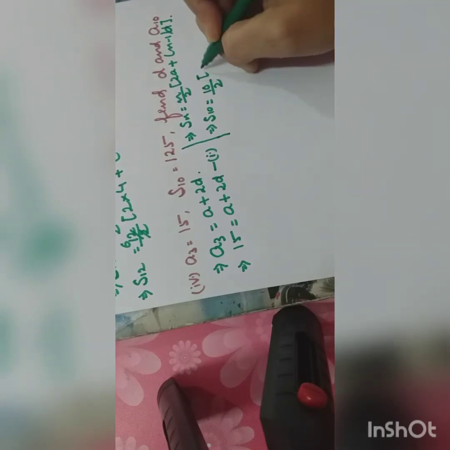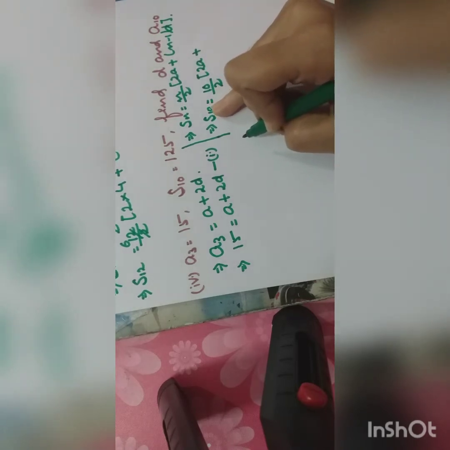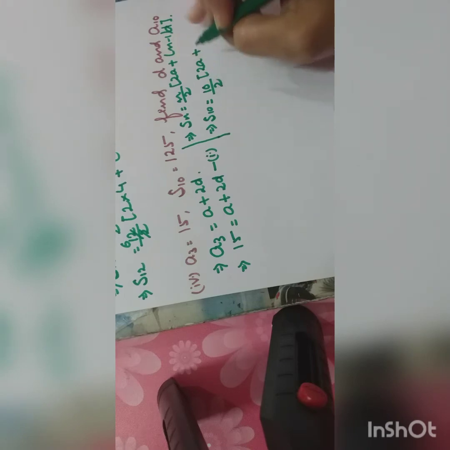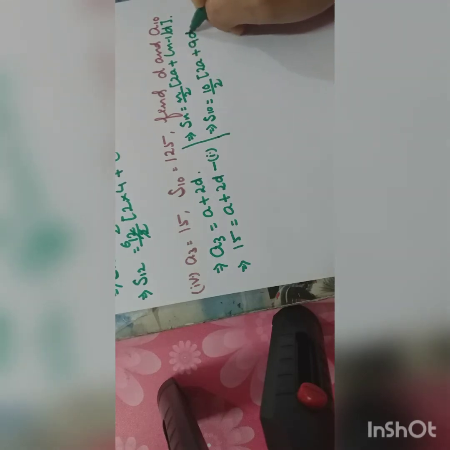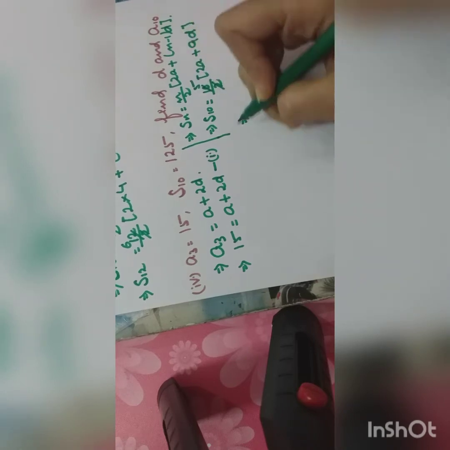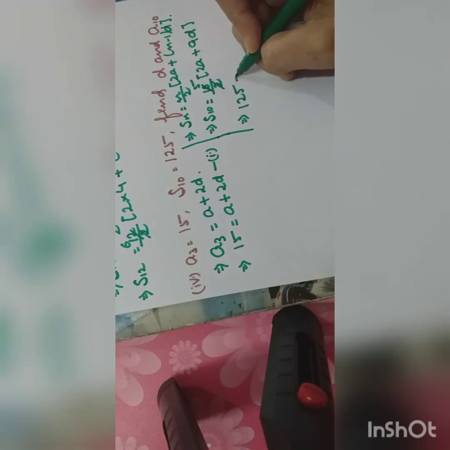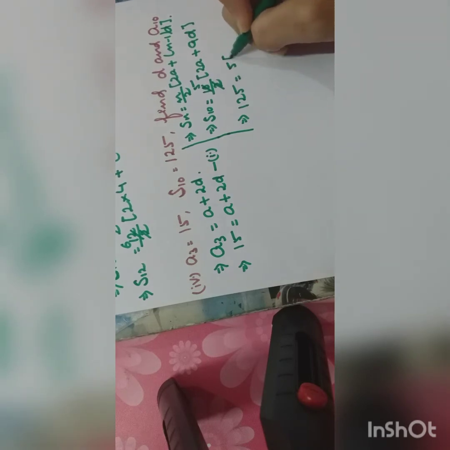So 10 by 2 into 2A, A is unknown, plus n minus 1, that is, in place of n, 10 minus 1 will be 9, 9 into D. So 2 5s are 10. The value of S10 is given as 125. So in place of S10 I am writing 125 equals 5 into 2A plus 9D.